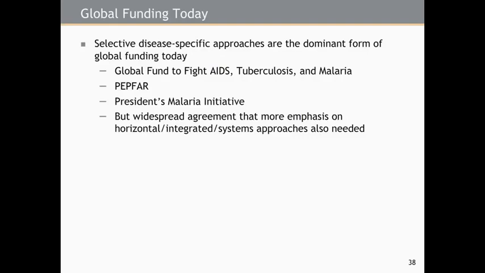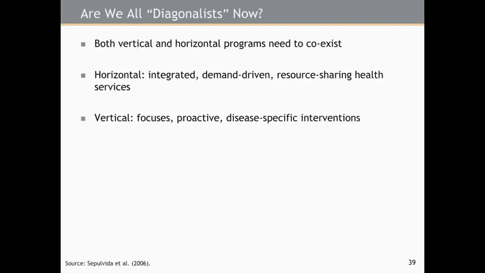But at the same time, the inability of these very narrow approaches to build up health systems and to build sustainable integrated programs is also becoming recognized. And so we're entering a new phase in which there's a broad agreement that we need to be putting more emphasis on horizontal integrated systems approaches, and also the need to engage communities and build them in as partners in this process as well. So some people like to say that we have all become diagonalists now.